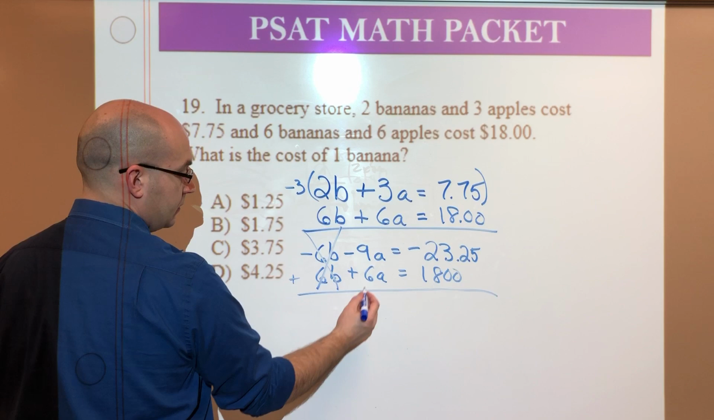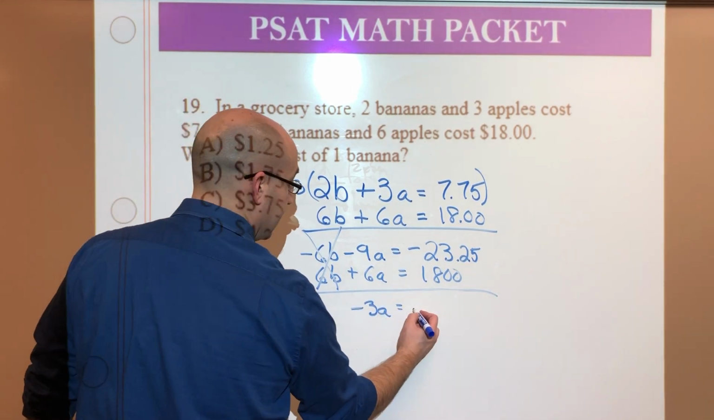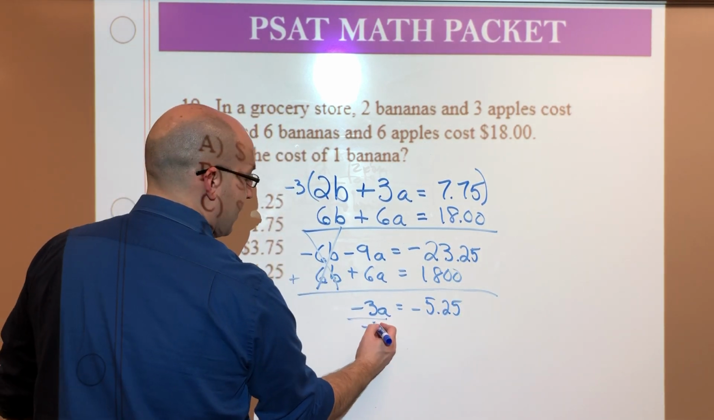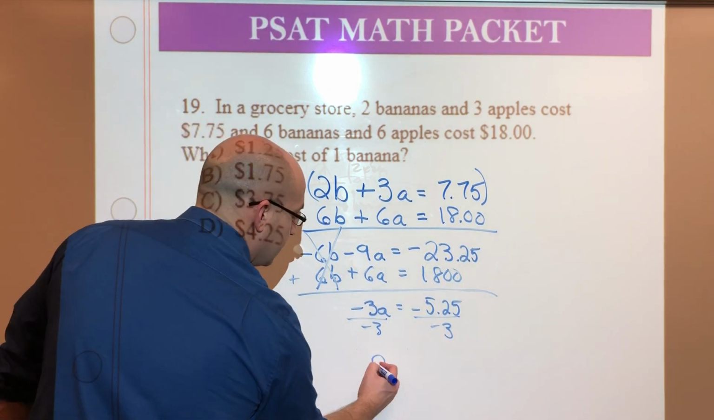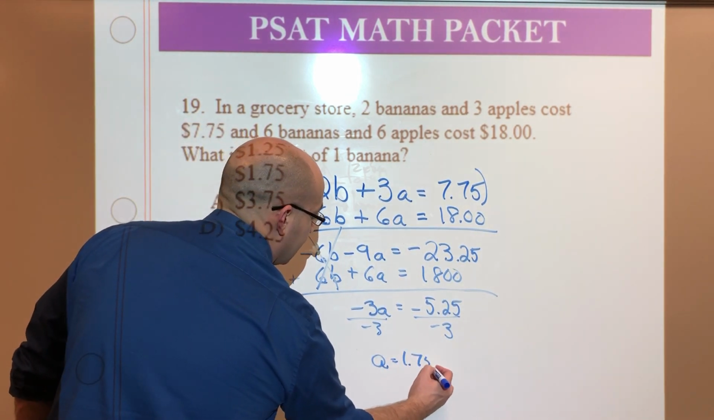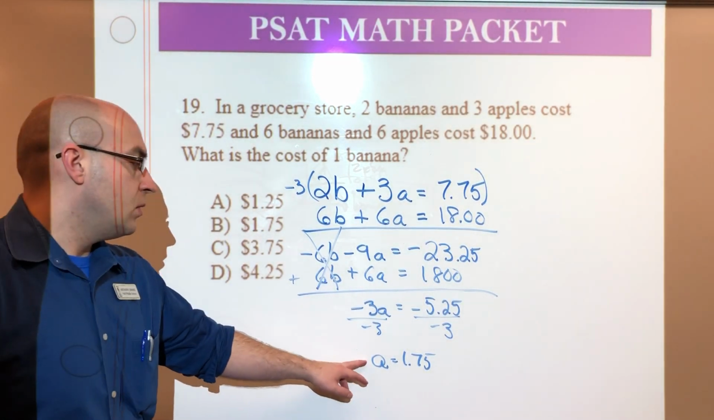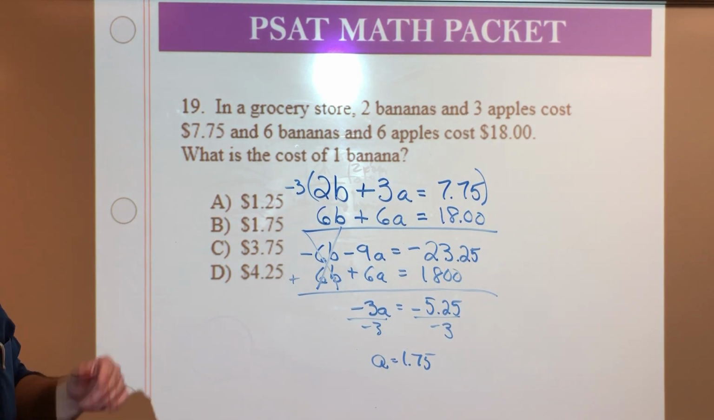Now, when I'm adding down, I get negative 3A, and that equals negative $5.25. And then when I divide by -3 on both sides, I get $1.75. So A equals $1.75. Okay, now, I need to substitute A back into one of the equations so I can solve for B, all right?